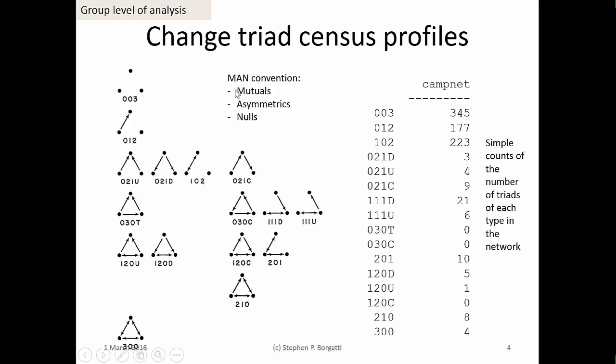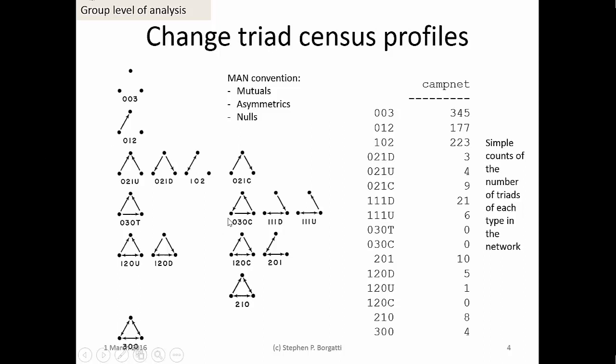That's a mutual. So you see that the name for this triad starts with a 1. There's one mutual. There are no asymmetric ties, so it's a 0 there. This is an asymmetric tie, and so this triad has a 1 right there. And nulls mean that there's no tie. So this one is 003 because there are 3 null ties and none of the other kind. This is 012 because there's no mutuals, there is 1 asymmetric, and there are 2 nulls. Onward down the line, here's 300. There are 3 mutual ties and no asymmetrics and no nulls.